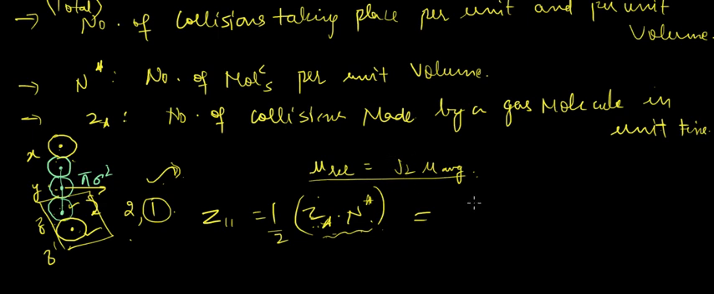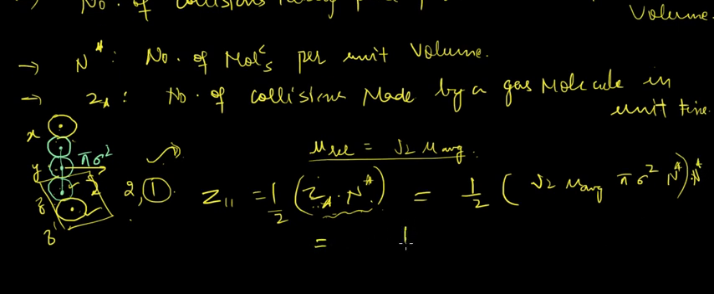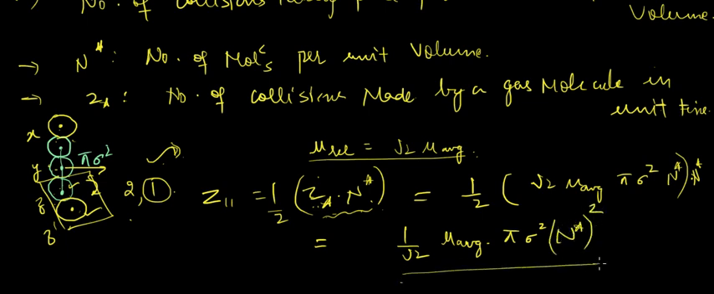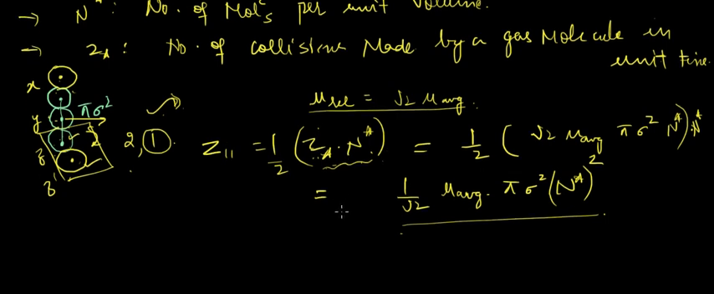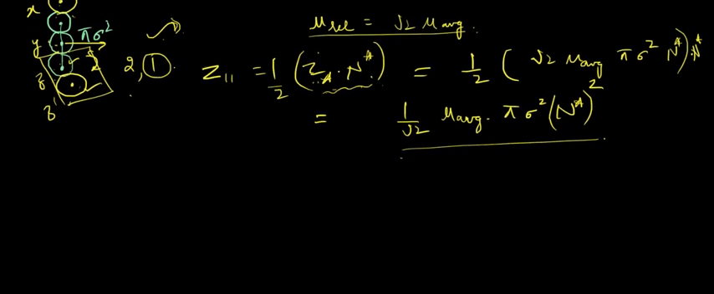the √2 factor here. So Z11 would be half of Z star, which would be √2 U average pi sigma square N star multiplied with N star. So this would be 1 by √2 U average pi sigma square N star squared. This would be Z11. And let's discuss another case when we are dealing with different types of gas molecules.